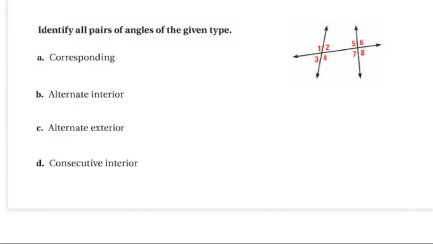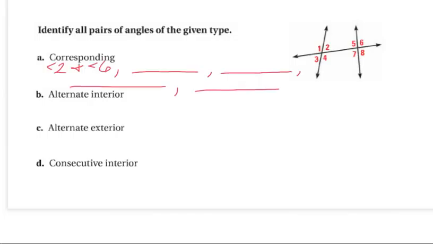With this first problem for corresponding, that means that they are in the same location in the little cluster of angles. So angle 2 and 6 are corresponding angles. I would like you to list out 3 other pairs that we can list for corresponding angles in this picture. All right, so what your answer should be: 1 and 5. Next would be 3 and 7, and lastly would be 4 and 8.